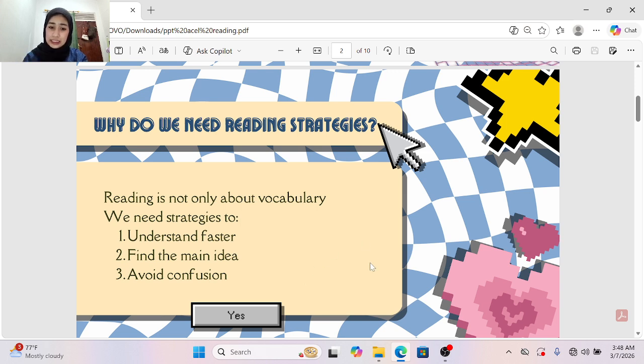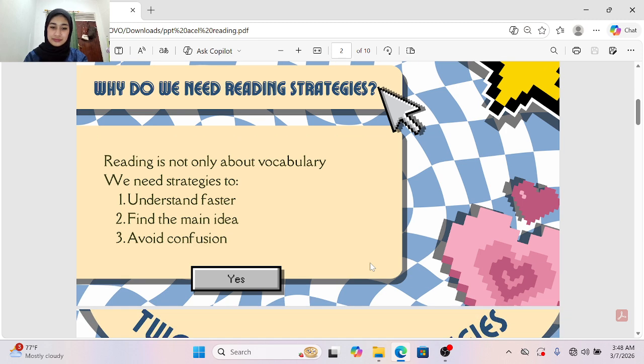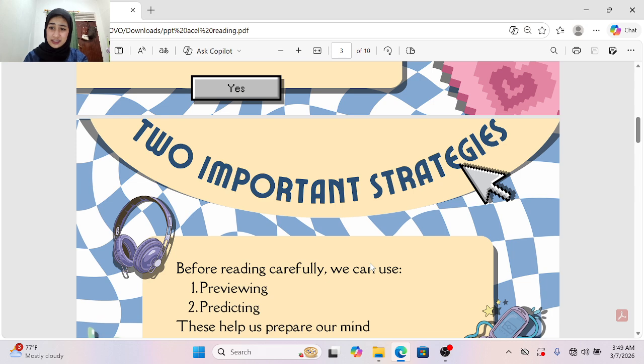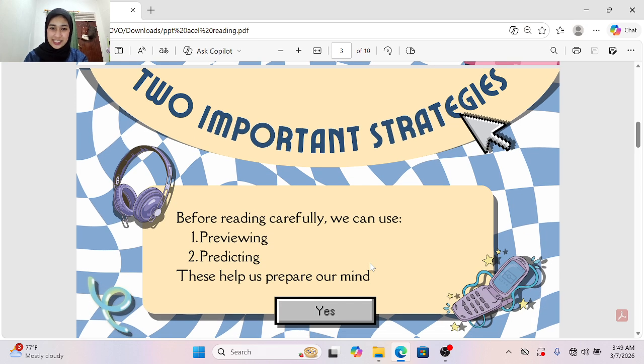For example, sometimes when we read a long text, we feel confused. Reading strategies help us understand the text step by step. And the next slide is two important strategies. Before reading a text carefully, we can use two strategies, which are previewing and predicting.